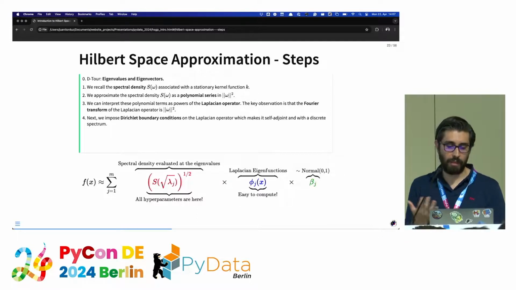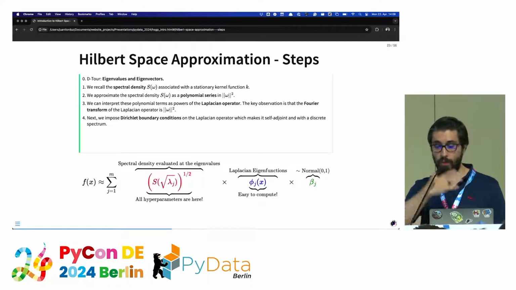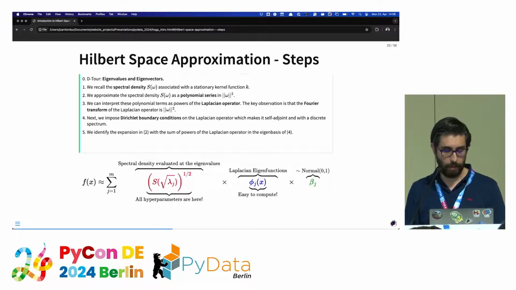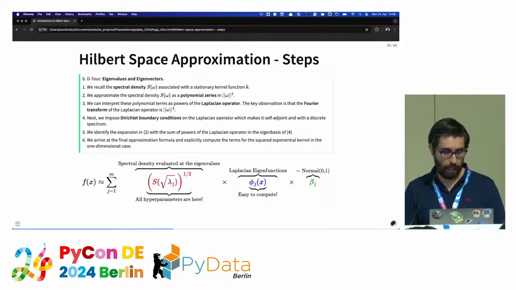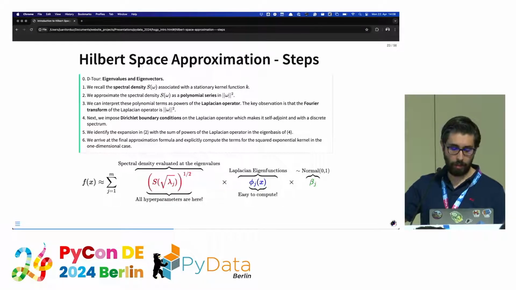But you need to set certain boundary conditions to get all of this spectral theory working, and we will do that in a second. And then you put this together just by eyeballing the formula, and you get to a final linear regression. And this linear regression is what we have down there.